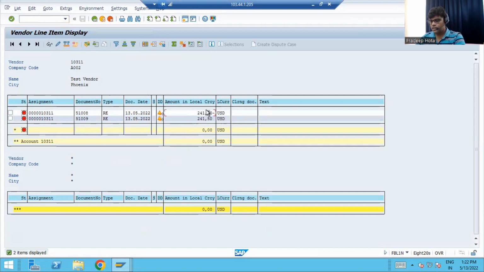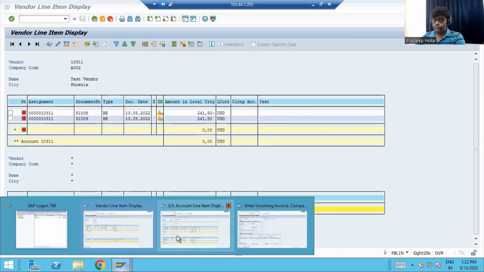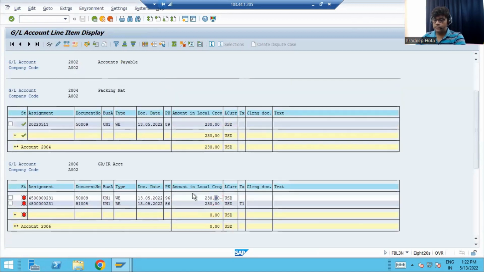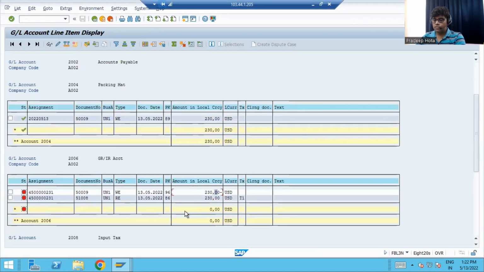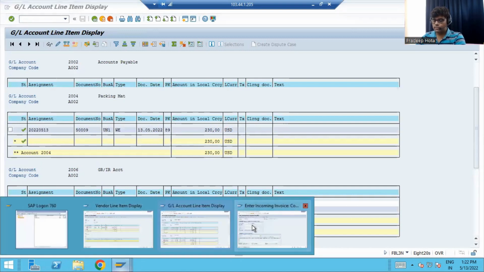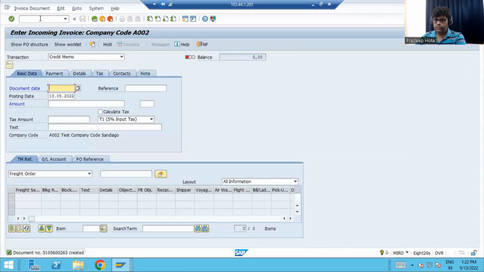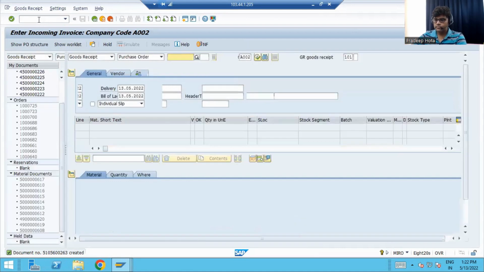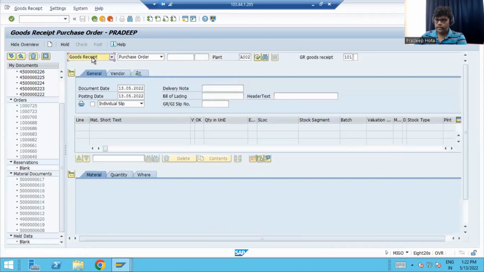So initially it was a credit entry. Now it is posted as a debit entry. Done. Plus we have to process this GRIR account also. We need to, because this is 0. So this one also we need to process. So go to MIGO. Cancel it.